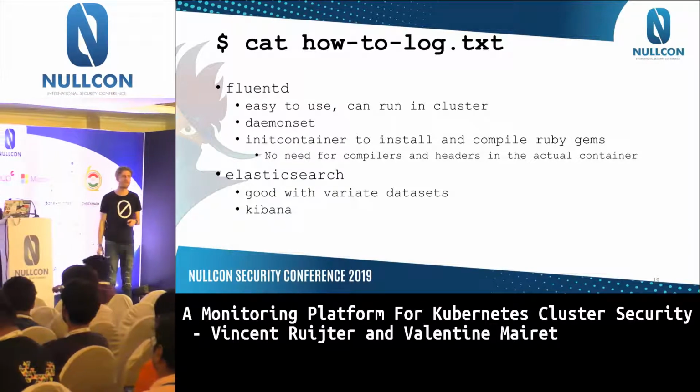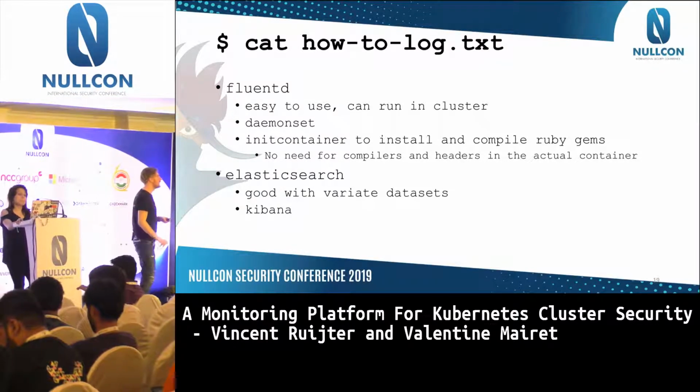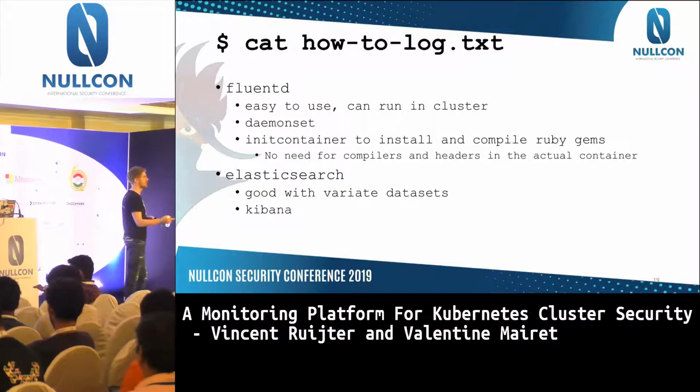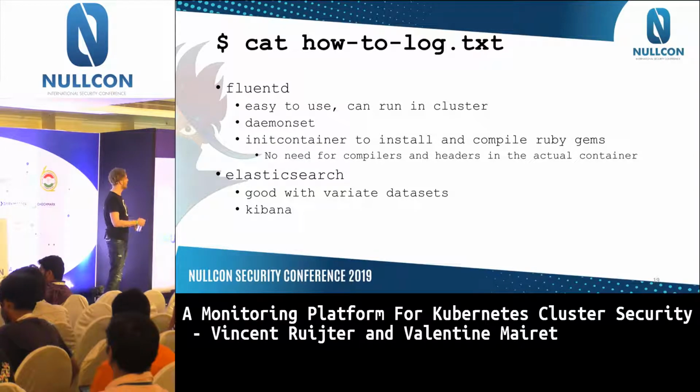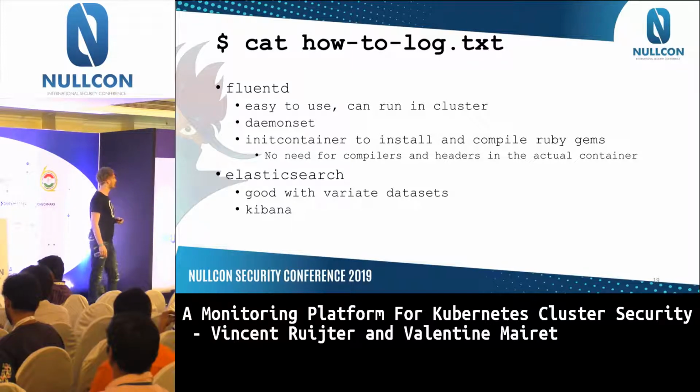What we also did, because we had to use some extra modules for Fluent, which need to be compiled at runtime, is create an init container. The init container basically fetches resources, installs header files, installs the compiler, and then compiles the gem plugins. Then when the init container dies, everything is compiled, and the tools are not left over in the container.